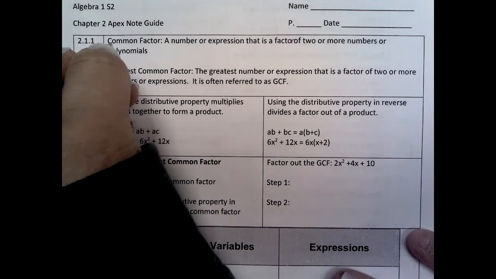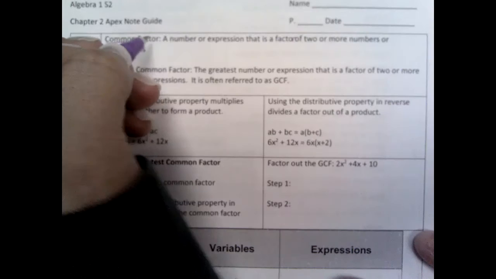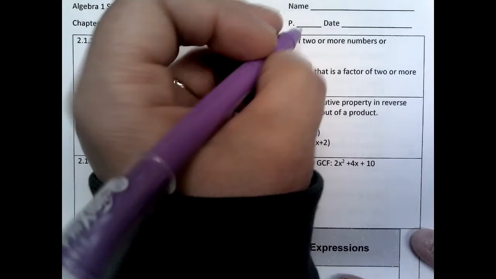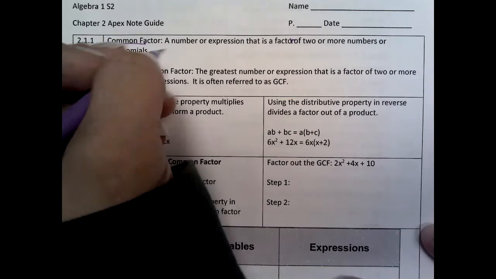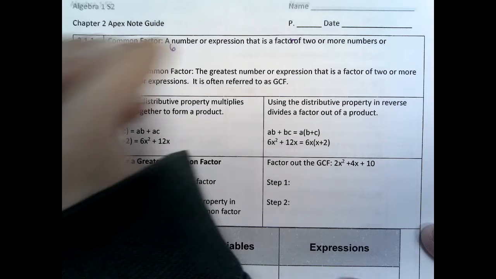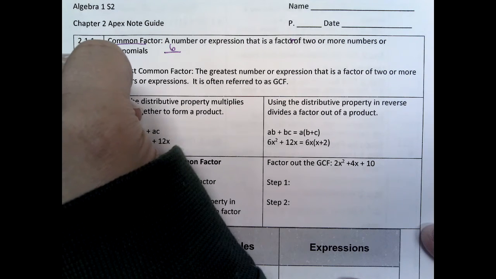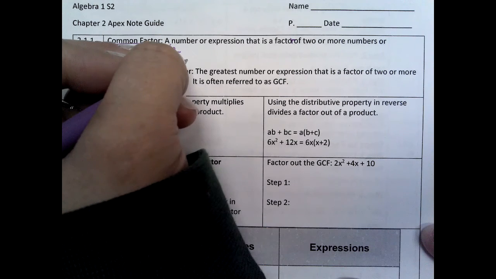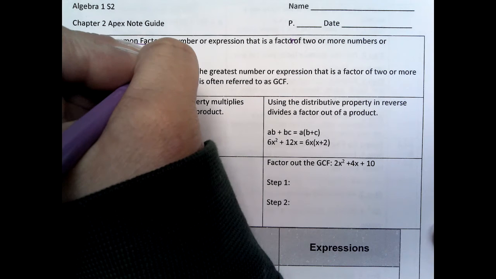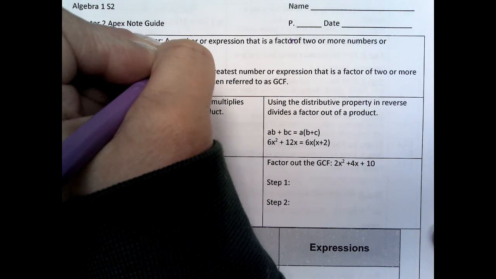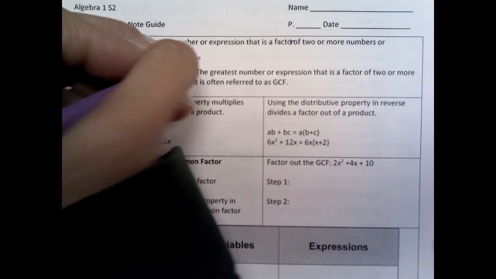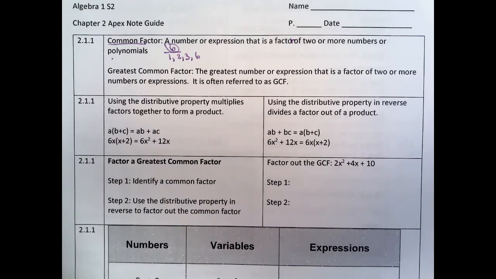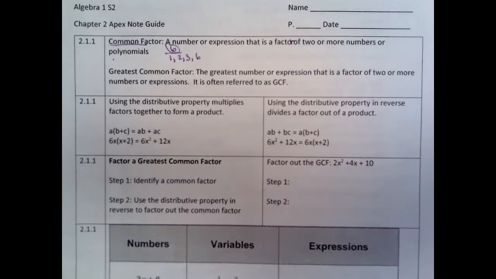Okay, so a common factor is a number or expression that is a factor of two or more numbers or polynomials. So let's figure out what a factor is. If I'm looking at the number 6, my factors are numbers that multiply to 6. So 1, 2, 3, and 6 would all be factors because 1 times 6 and 2 times 3 all equal 6. Okay, so we're looking for factors.